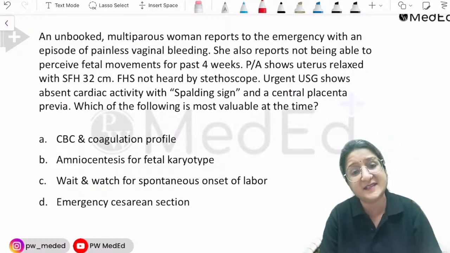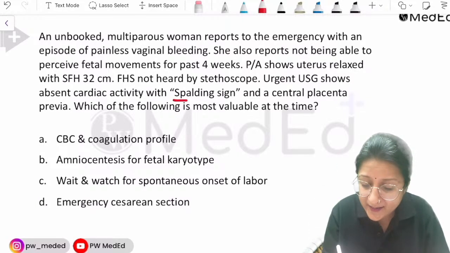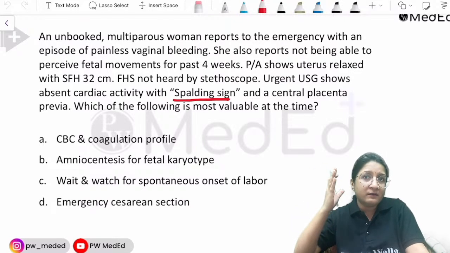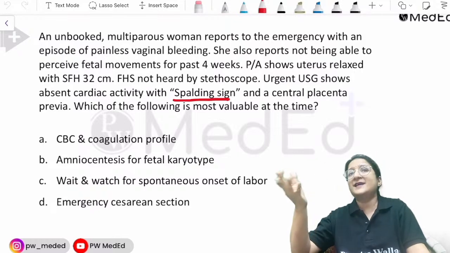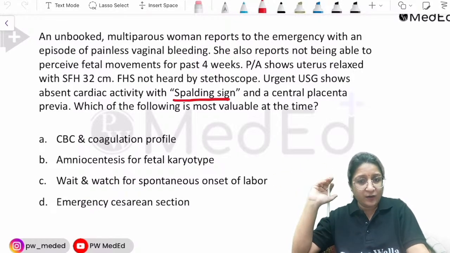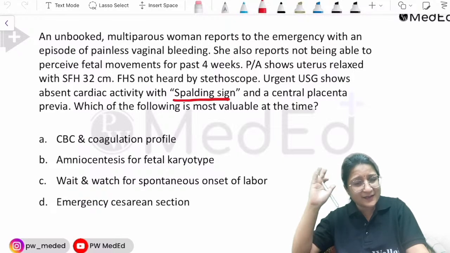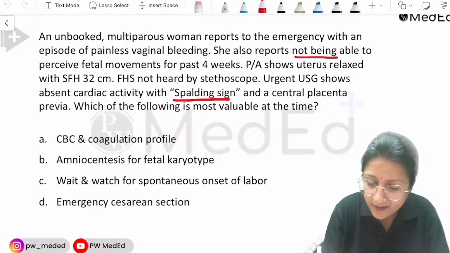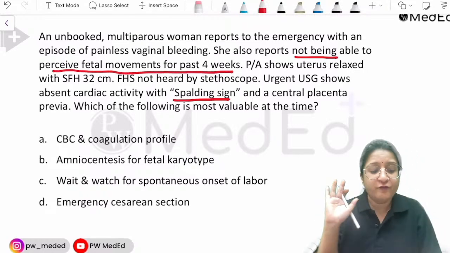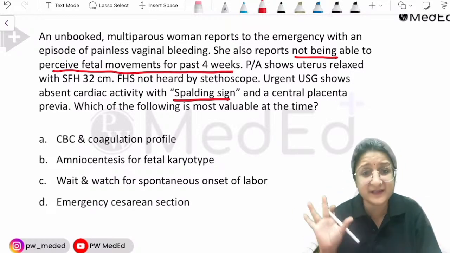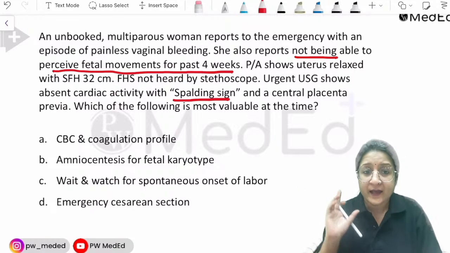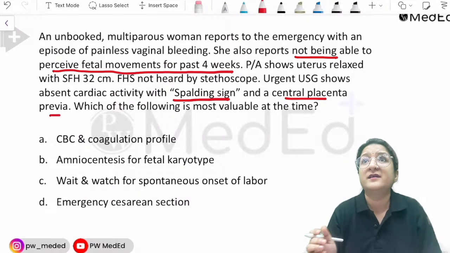So now you have to think about two aspects. Yeah, there is intrauterine death. Spalding sign has come, meaning that at least a week has gone by, because Spalding sign, which is referred to as the overriding of skull bones, happens when the brain tissue gets macerated. So there is this Spalding sign, meaning at least 1 week has gone by. Moreover, she is not perceiving fetal movements for the past 4 weeks, so that also means it is a long-standing intrauterine death case. All right? So one thing is there, but it is also showing central placenta previa.